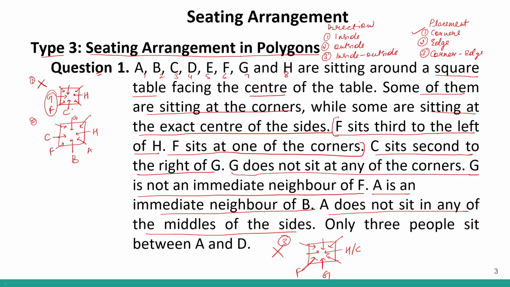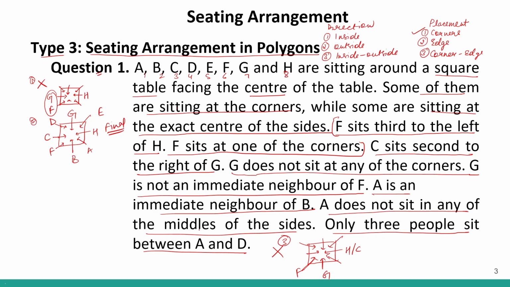We have G over here. This position is for G. Now two positions are remaining. It is given to us that only 3 people sit between A and D. So between A and D, 1, 2, 3, D will be over here. So between A and D, 3 people are sitting. So D will come over here. The only person that is remaining is E. So E will come over here. This is my final arrangement.